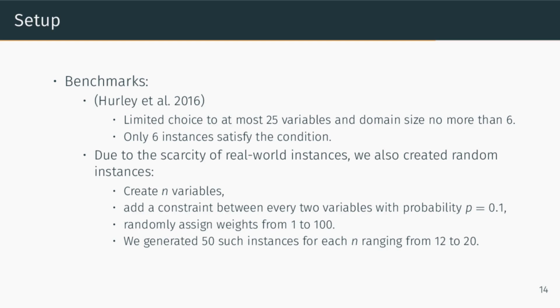Because there are just so few instances that would satisfy the condition, we also created random instances. So we add n variables and add a constraint between every 2 variables with some probability, and we randomly assign weights from 1 to 100 in each of the constraint tables. We range n from 12 to 20 to generate more instances.